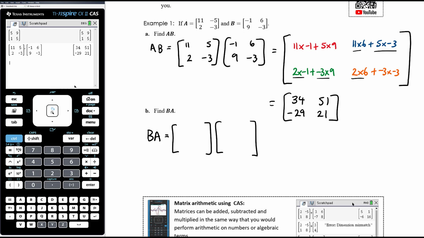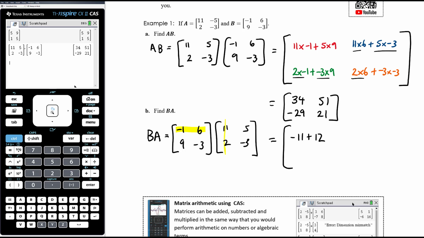Okay, so we're doing the multiplication the other way around. So negative 1, 6, 9, negative 3, times 11, 5, 2, negative 3. Again it's 2 by 2, so we're going to have a 2 by 2 matrix. Again, I'm just going to give myself room to write out the calculations. So top left is going to be top row times left column. So that's going to be negative 1 times 11, which is negative 11, plus 6 times 2, which is 12.